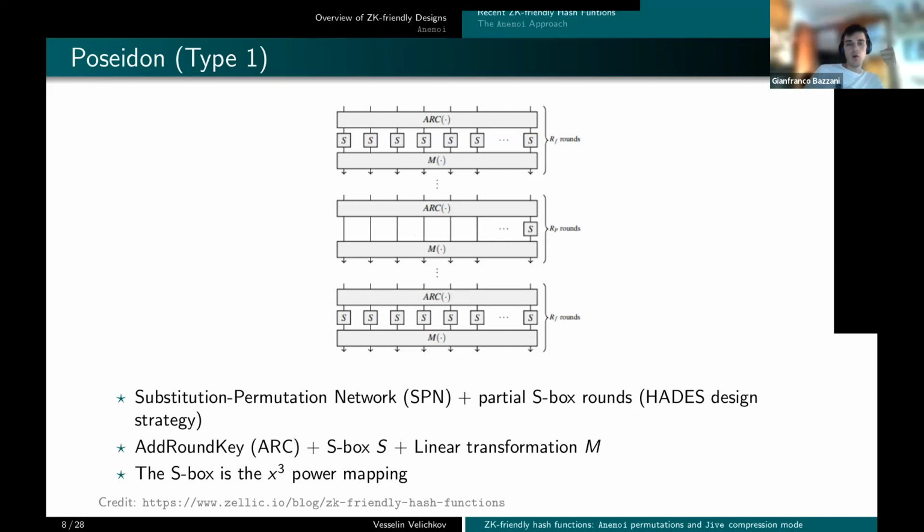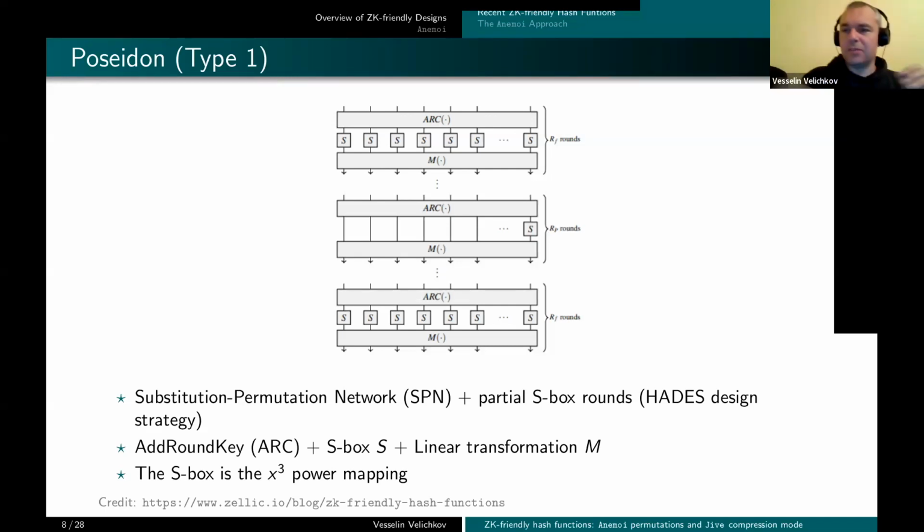And how, because the input of the hash function is a single field element, how is this field element split? Sorry, again? I mean, the input of the hash function is a single field element, right?